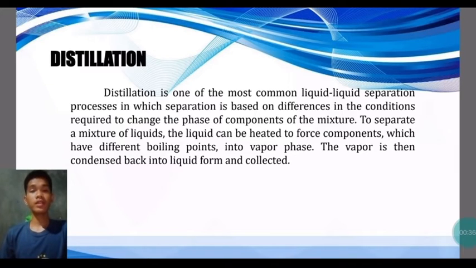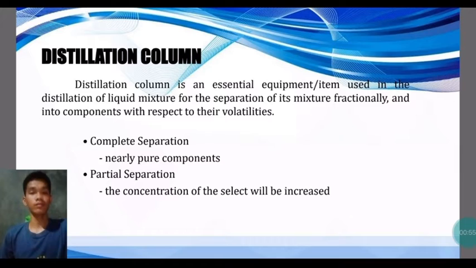To separate a mixture of liquids, the liquid can be heated to separate components, which have different boiling points, into vapor phase. The vapor is then condensed back into liquid form and collected. Now, to be specific, our main topic for today's discussion is all about distillation column.